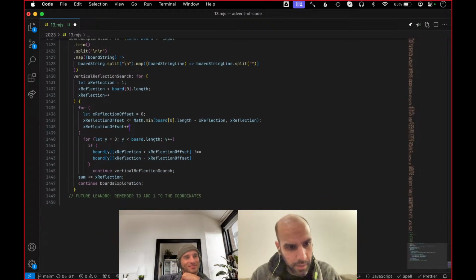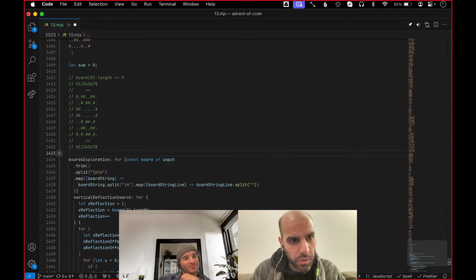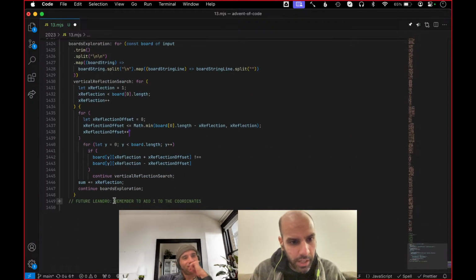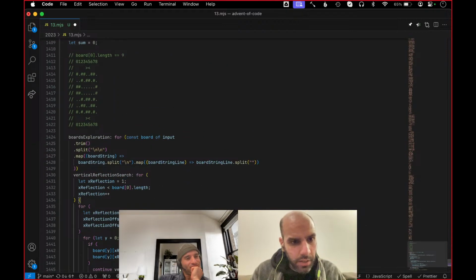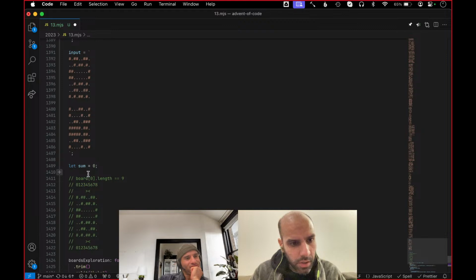So it's not so bad. Now, if I got this right, then I should be able to find the reflection in my first example board, which, as you all know, I need to remember to add 1 to the coordinate. So let's do that right now. And the result of this should then be the number 5.